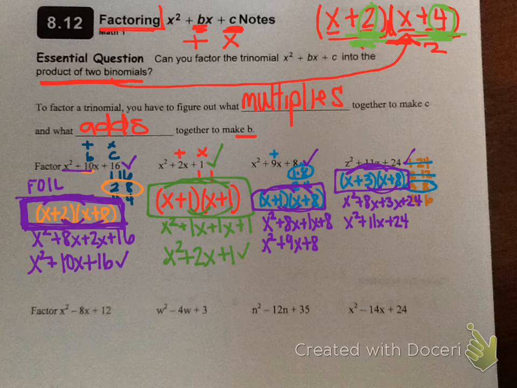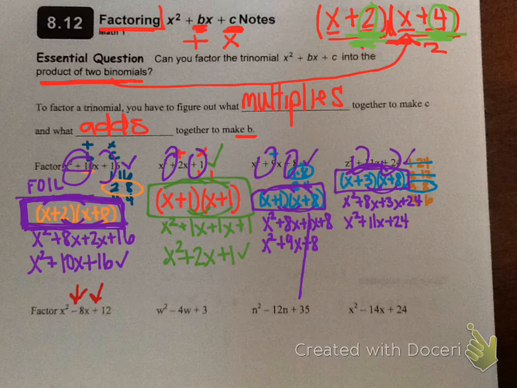Alright, moving on to the bottom row, there are some different things happening here. Up here we had all plus, plus, plus, plus, plus, plus, plus, plus. So that was keeping life much simpler. Down here you'll notice we have a negative and a positive.